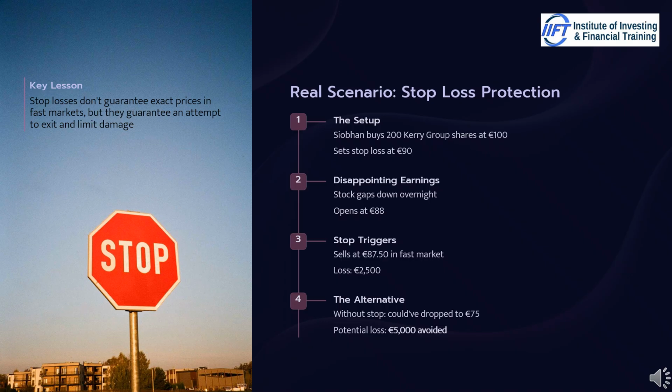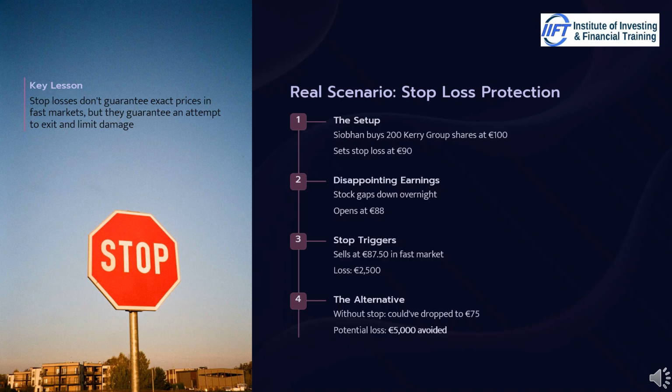So we'll have a look at some scenarios here of how a setup might roll out. First one here, we're looking at a stop loss. Siobhan buys 200 shares in the Kerry Group at €100 each, hoping for it to climb. She sets a stop loss at 90 to protect herself. And then Kerry releases disappointing results. The stock opens down at 88, blowing past her 90 stop.